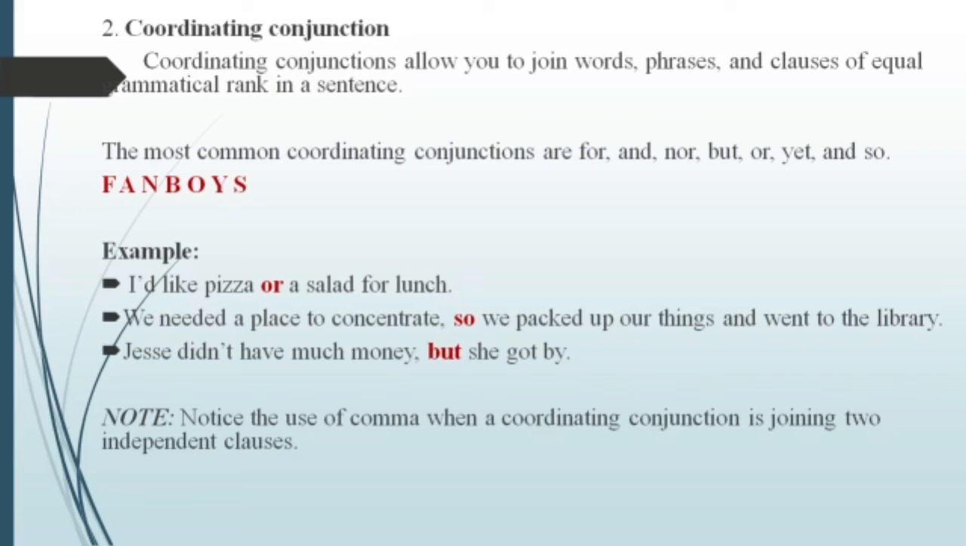Let's see another example. Similarly, "we needed a place to concentrate," right? That's one part of the sentence. "We packed up our things and went to the library," that is another part of the sentence. Both give a meaningful sentence independently. If I say we needed a place to concentrate, it is complete. If I say we packed up our things and went to the library, that is also independent, and it is joined by the word "so," that is a coordinating conjunction. Similarly, the next one, "Jessie did not have much money," that's one independent sentence. "She got by," another independent sentence joined by the word "but."